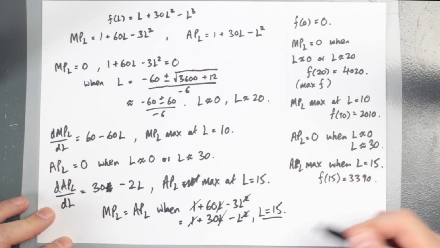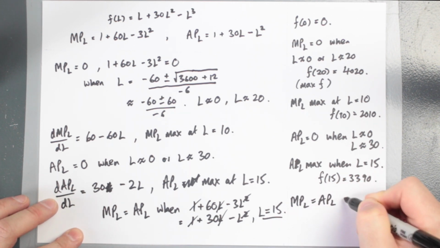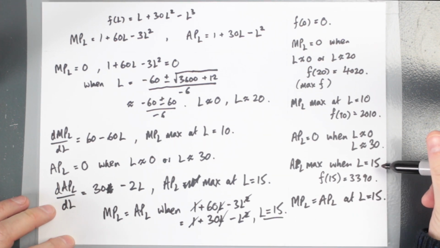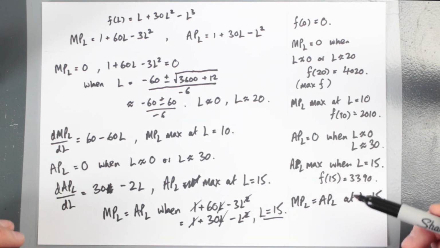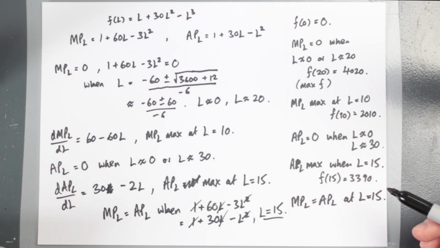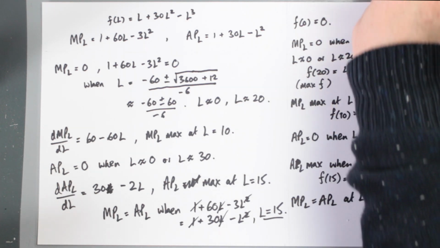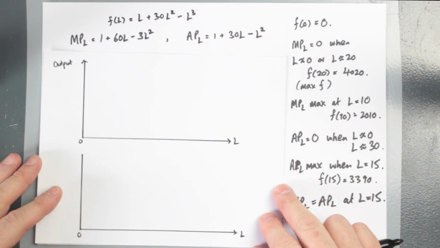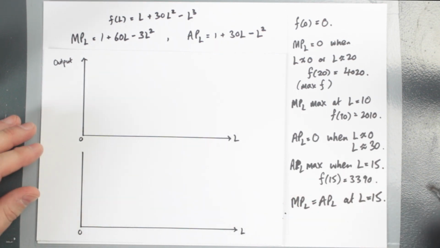Okay, so you can double check that. I encourage you to do that. So MPL equals APL at L equals 15, which is also where APL is maximized. So where this APL curve reaches its highest point is where it's going to intersect this MPL curve. Okay, so we've very quickly just made a list of hopefully relevant points about these. So now when I actually come to produce a diagram, I'm just going to cover up the notes I've made here and produce a diagram.